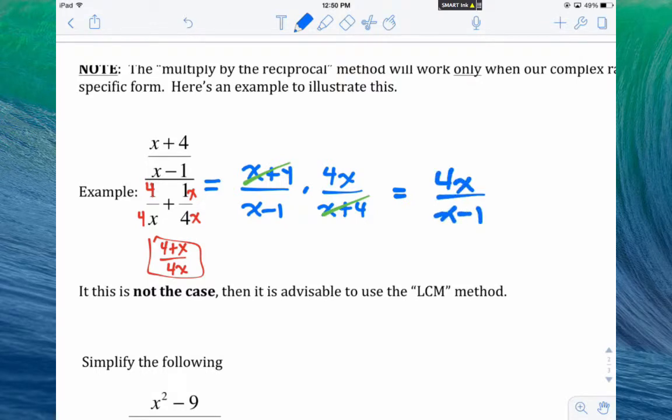Right now I'm not taking the time to talk about the variable restrictions, but I'm sure you could find them. I just want to note that in order to use this multiply by the reciprocal method, which I think is often much easier, we do have to have a specific form of our complex rational expression. If there's addition or subtraction of fractions within this big fraction, it's going to be a lot harder. Okay, let's get down to some examples.